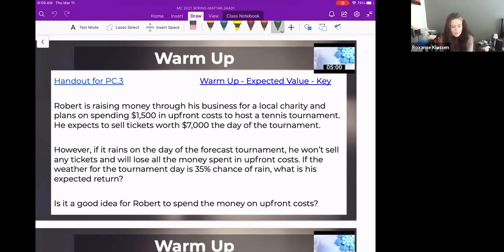Robert's raising money through his business for a local charity and plans on spending $1,500 in upfront costs to host a tennis tournament. He expects to sell tickets worth $7,000 the day of the tournament. However, if it rains on the day of the tournament, he won't sell any tickets and will lose all his money spent in his upfront costs. If the weather for the tournament day is 35% chance of rain, what is his expected return, or his expected value? So, in other words, is it a good idea for Robert to spend the money on his upfront costs?